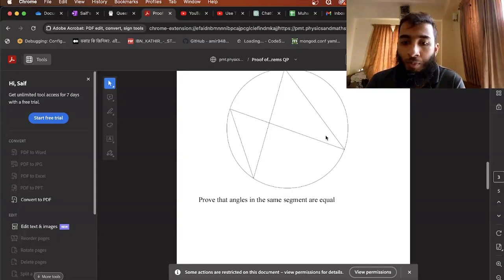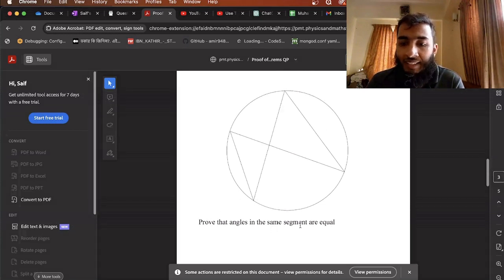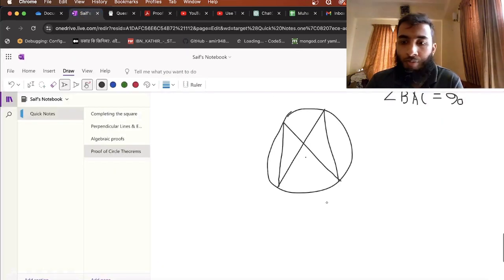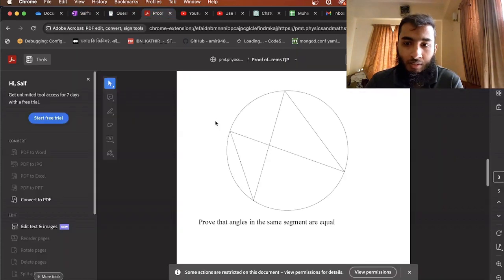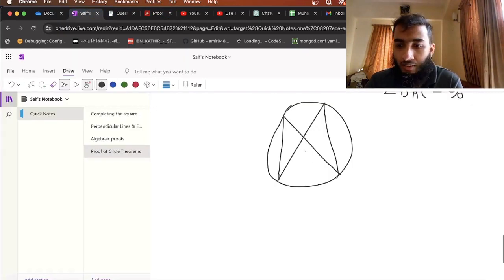So if you look at the circle theorem problem, it says: prove that the angles in the same segment are equal. It's basically saying that this arc creates this angle and this angle, with these two points, and these two angles are equal. You have to prove that. I've done a rough drawing in the notepad, this exact drawing. You can see this arc creates these two angles. So if this angle is A, this angle will also be A. You have to prove that.